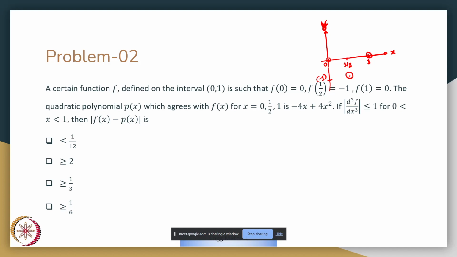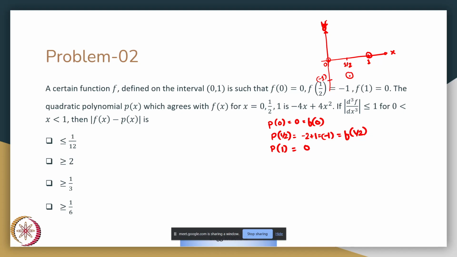These are my 3 points. We are asked the quadratic polynomial p of x, which agrees with f of x at 0, half, and 1, is minus 4x plus x square. This is easy to check. You can just see that p of 0 equals 0, which is f of 0. p of half equals minus 2 plus 4 into 1 by 4, which is minus 2 plus 1, which is minus 1, which equals f of half, and p of 1 equals 0.